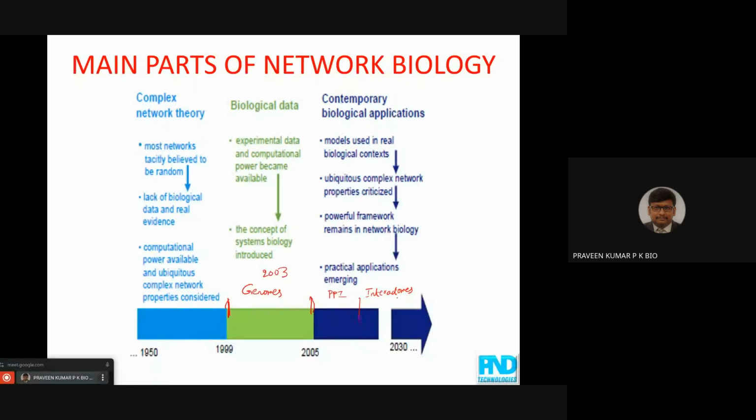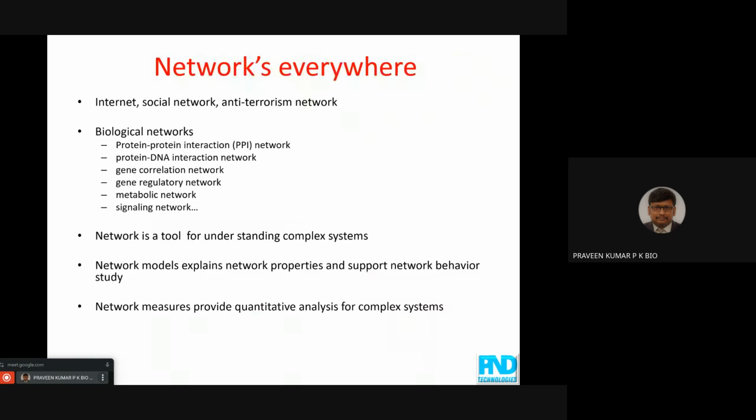Even non-coding RNA can also play an important role in the development or progression of disease. Then after 2010, many of them also worked on interactomes. And from 2015 onwards, many are working on the systems biology approach. So this is one of the contemporary approaches for coming up with precision medicine.